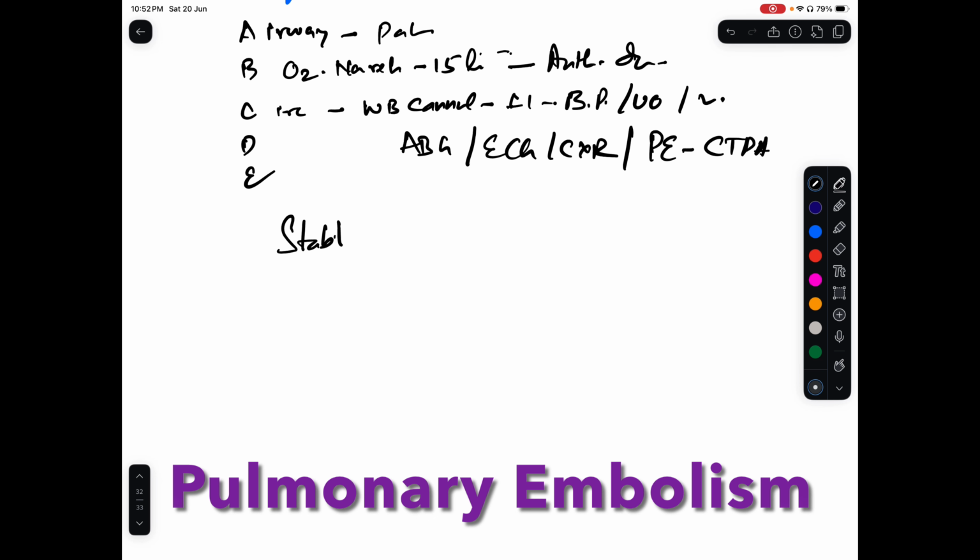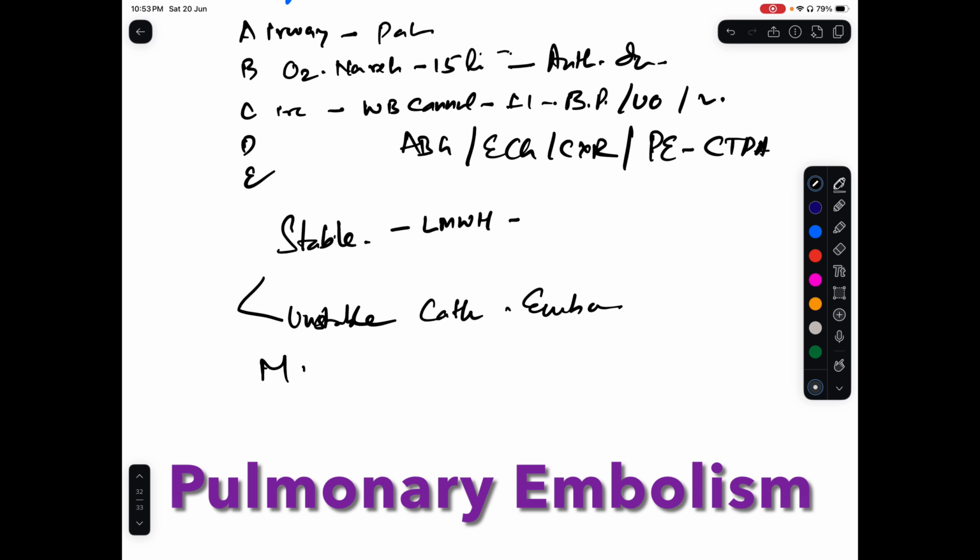How is the management? Is the patient stable or unstable? If the patient is stable, start low molecular weight heparin. If moderately unstable, catheter directed surgical embolectomy. If it is a massive pulmonary embolism or saddle embolism like this, surgical embolectomy, and parenteral if the heart is failing, catheter directed lysis.